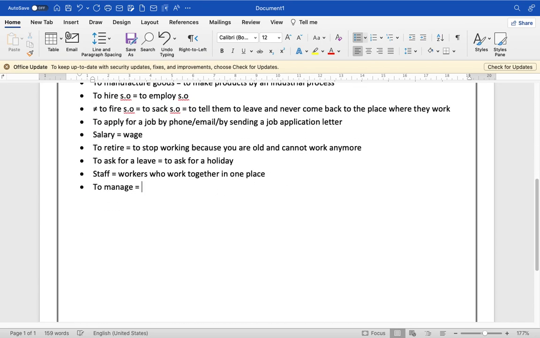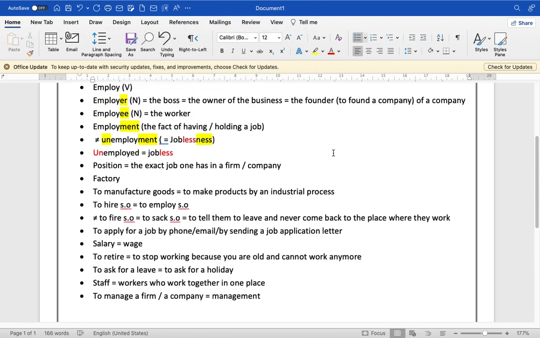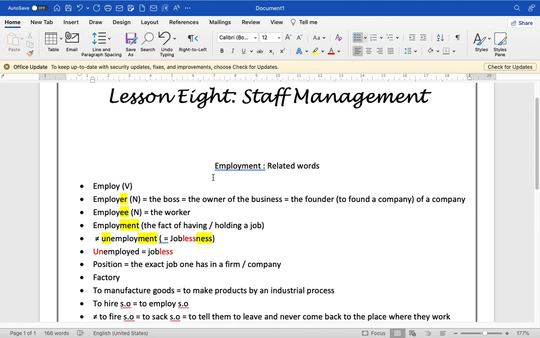So to manage is, let's say, to manage a firm or a company, and the noun is management. Let's see the dictionary definition for that word. It goes: the process of dealing with or controlling things or people. By things here, we're referring to administration. As you can see, we're referring to mainly a business.